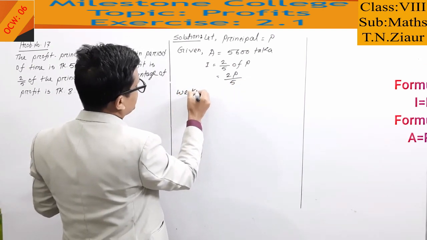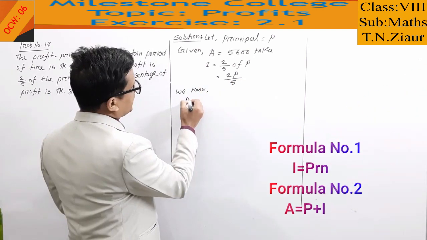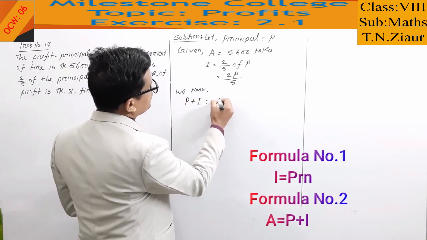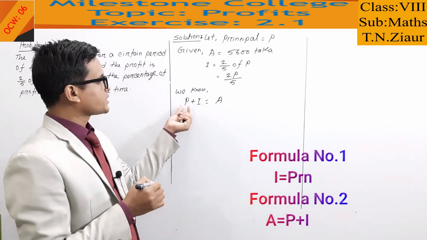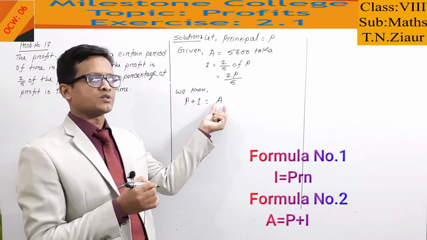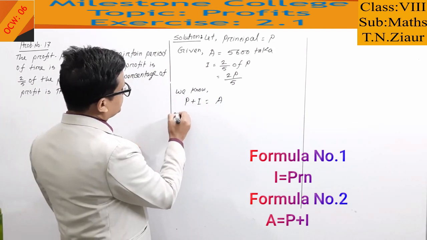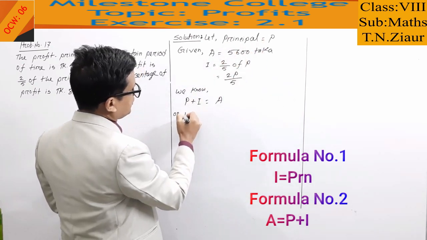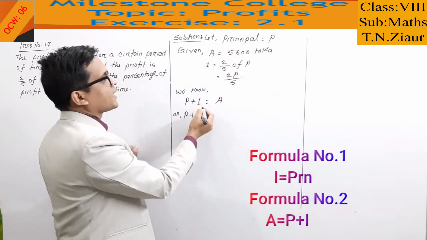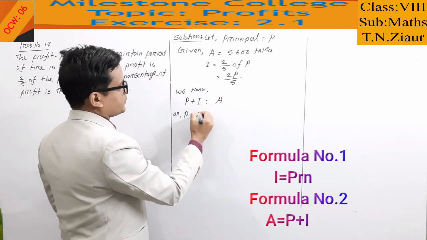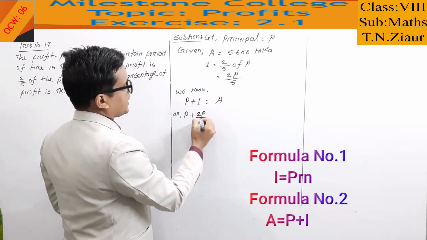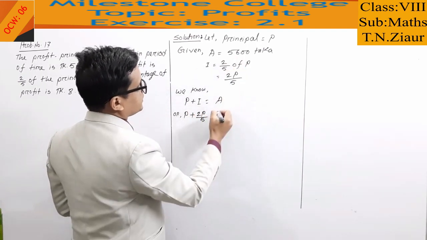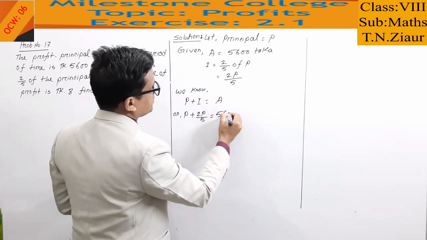So we know the formula. If you want to find the principal, p plus I is equal to A. That means principal plus profit is equal to the amount. This is the formula. So now put the value of p. The principal is p, there is no value of p, so we have to place p, and I is equal to 2p by 5. So just place 2p by 5, and A is equal to what? 5600.